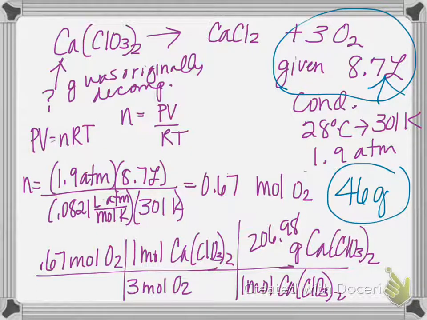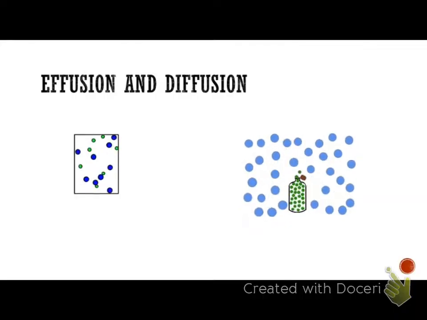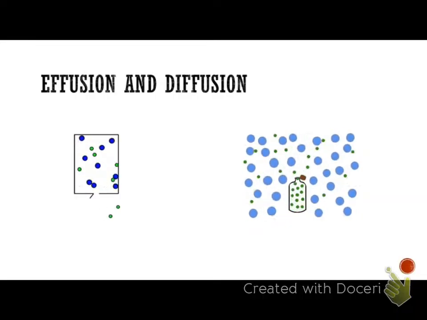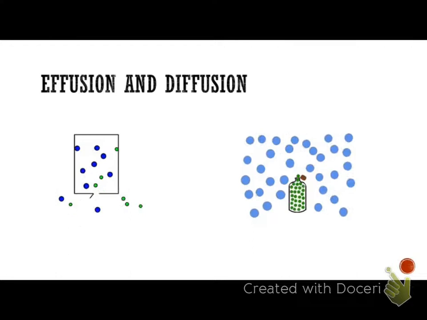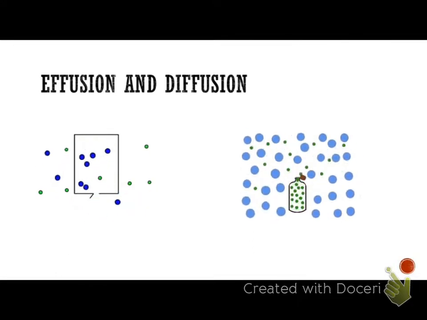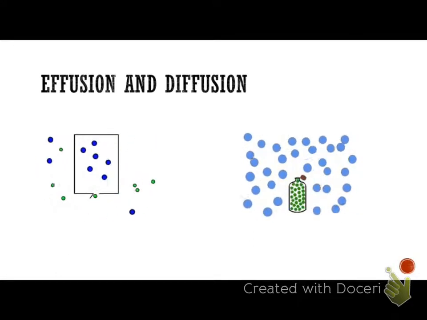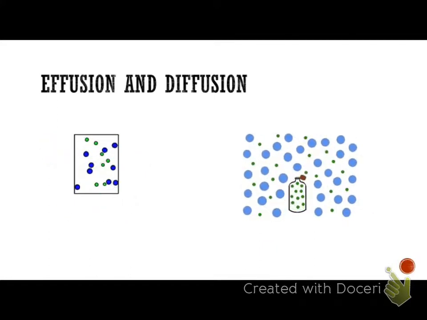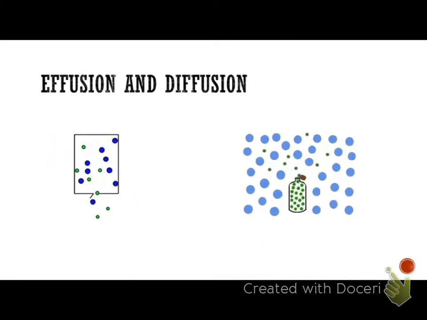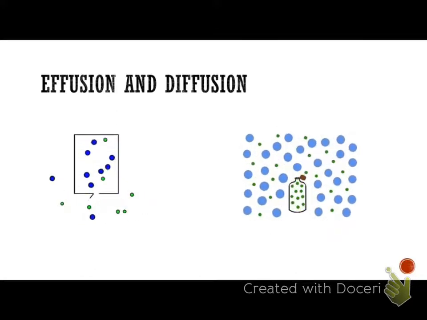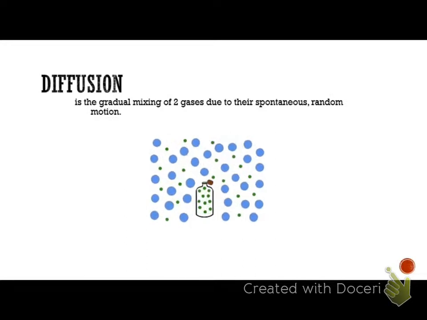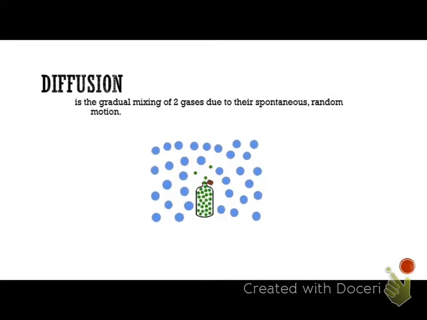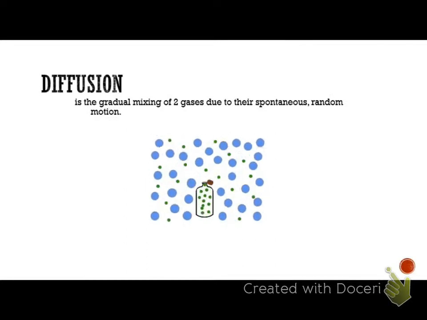Okay? All right. Then let's move forward. That brings us to the last part of these notes, which is effusion and diffusion. So we're talking about how the gas particles behave, and invariably on a test they get them backwards, so make sure you get them correct. Diffusion is the gradual mixing of 2 gases due to their spontaneous random motion.